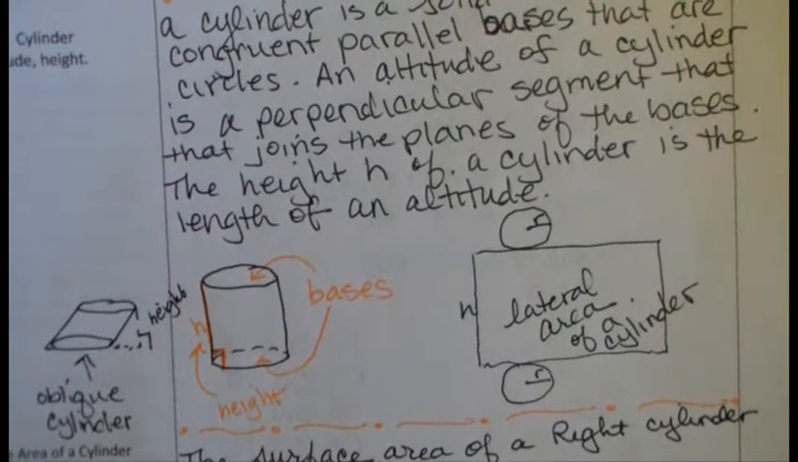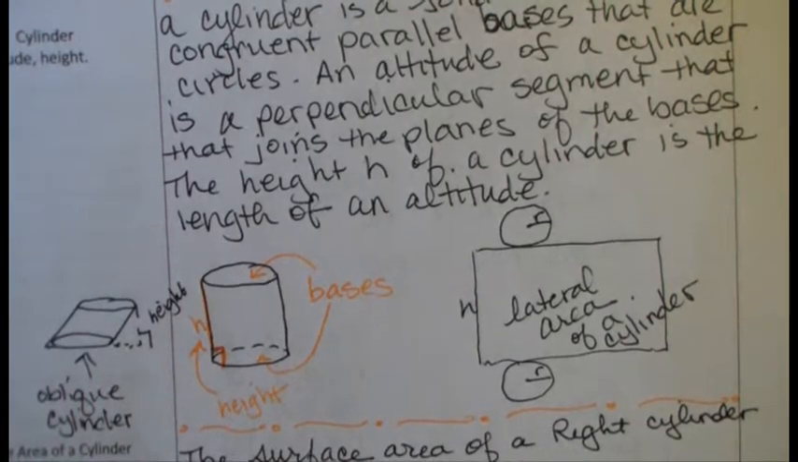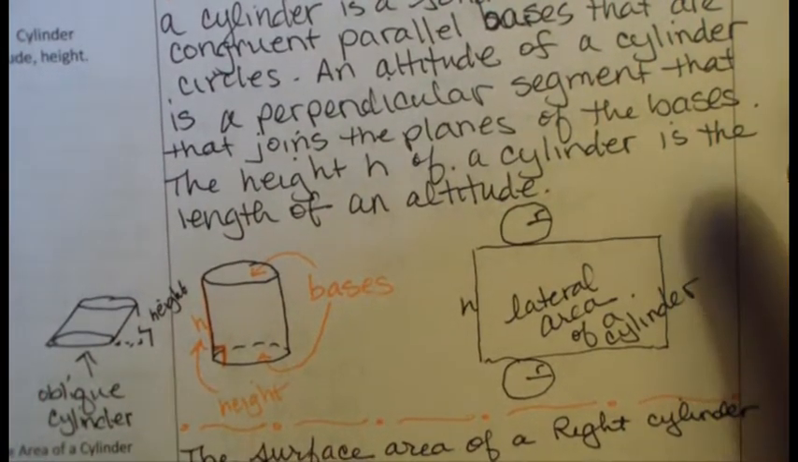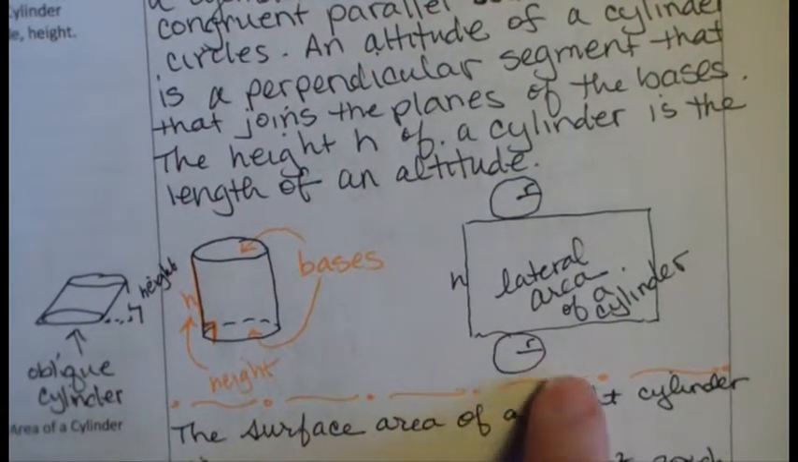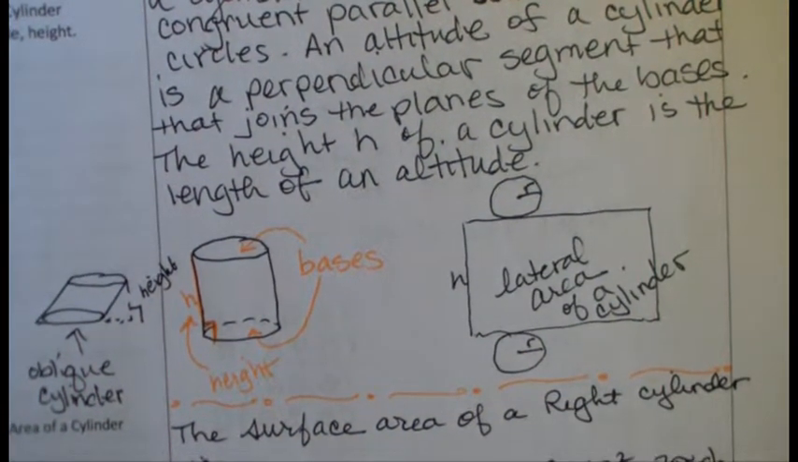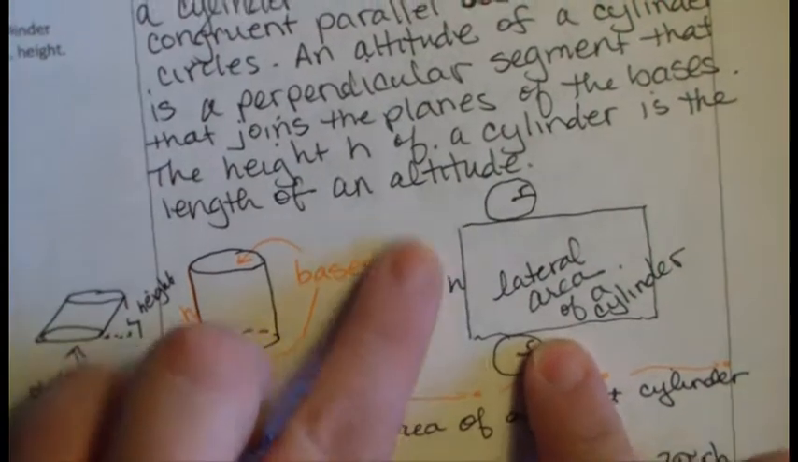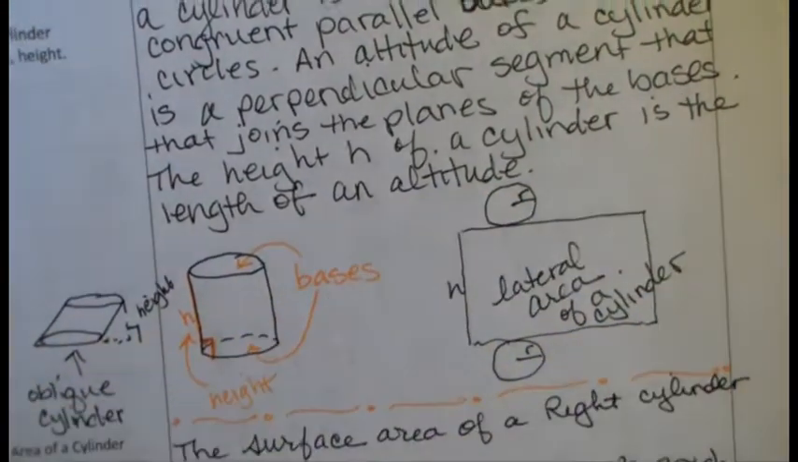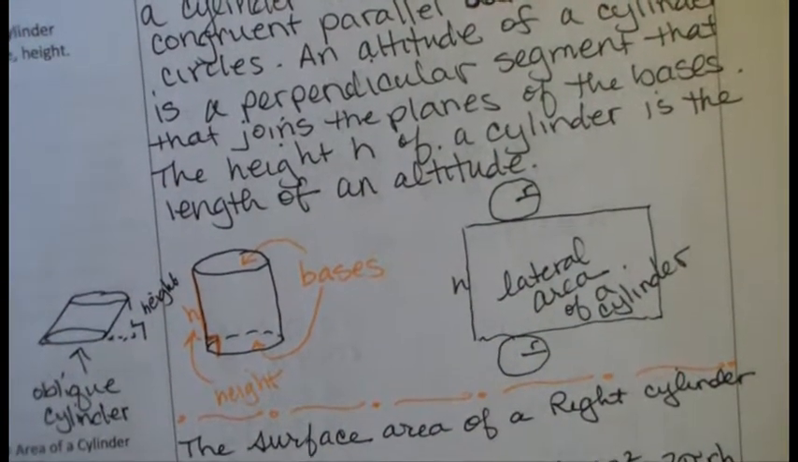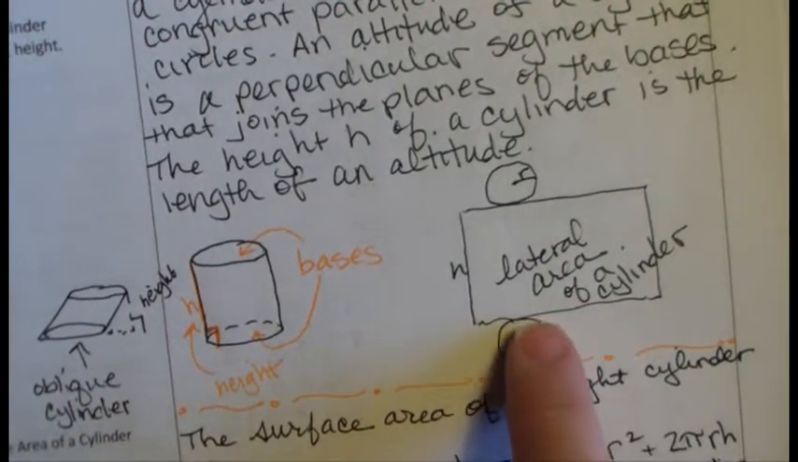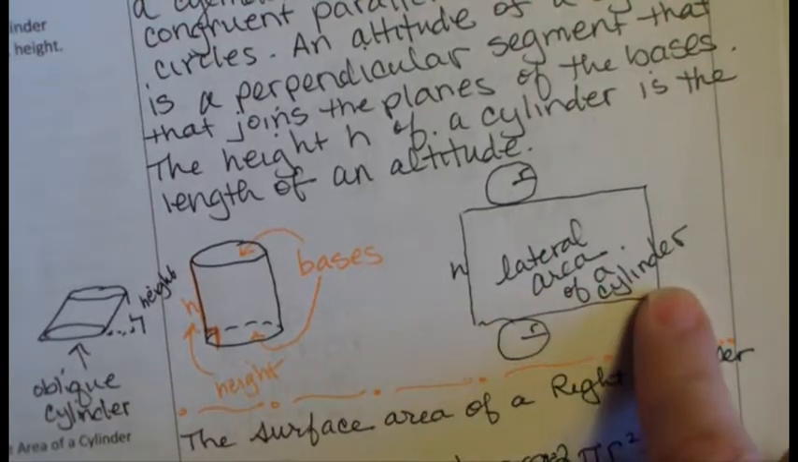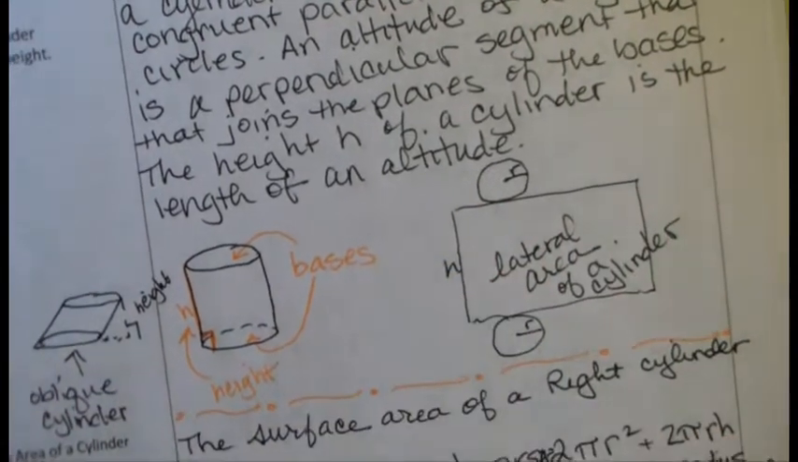Now, when we're talking about finding lateral area of a cylinder, it's kind of helpful to break up your cylinder into what's called a net to look at it. And you'll notice that if we broke our cylinder apart, you take off the top and the bottom of a Coke can, and you cut it and rolled it out flat, you would have a rectangle for your lateral area, for the area connecting the 2 bases. And so to find that area, that would be the distance around the circle, or the circumference, times the height.